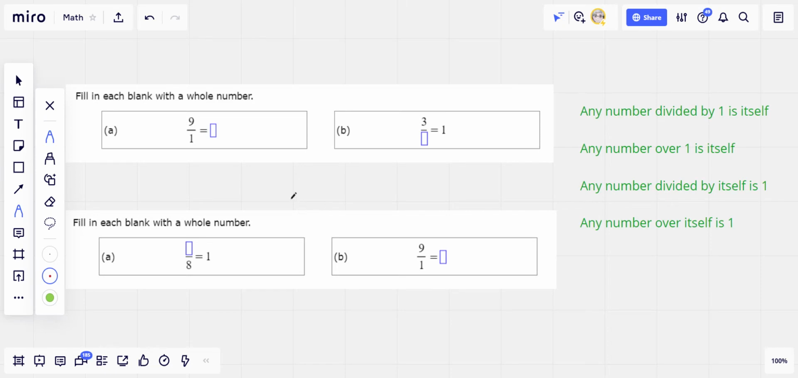In these problems, we are looking at some special cases with fractions that are actually going to be pretty easy as long as you can remember some simple rules.